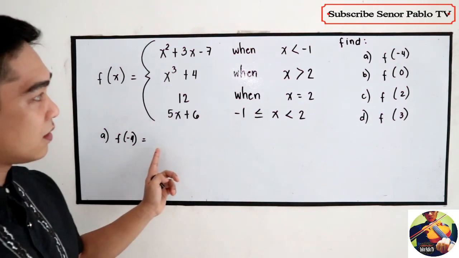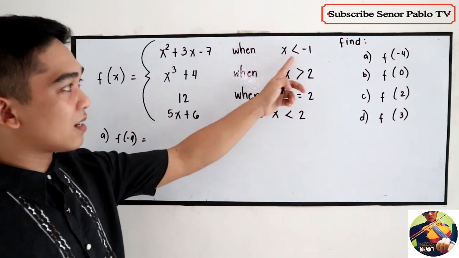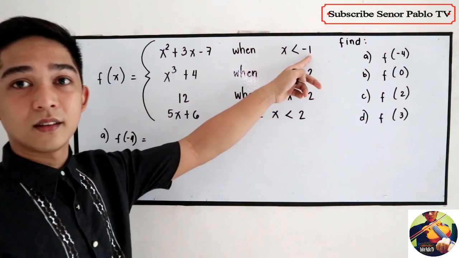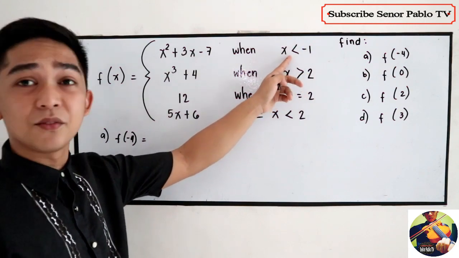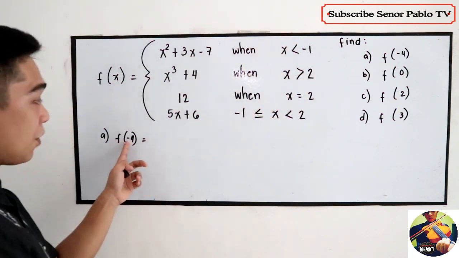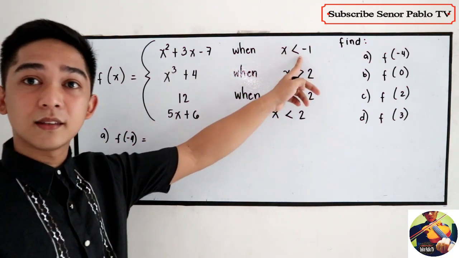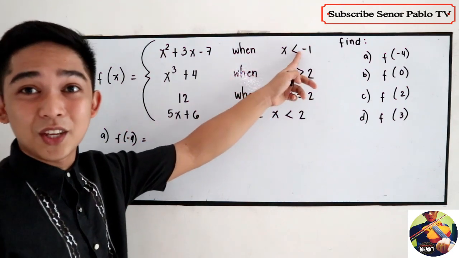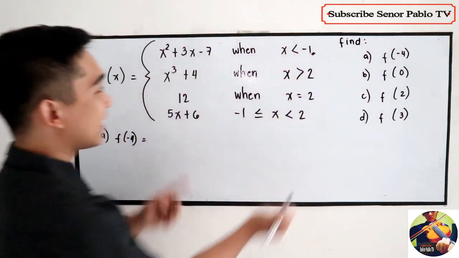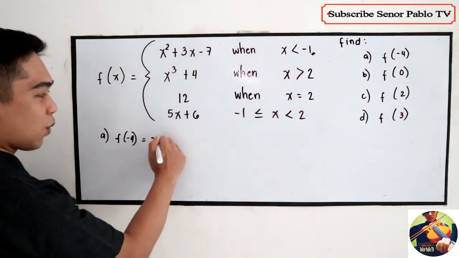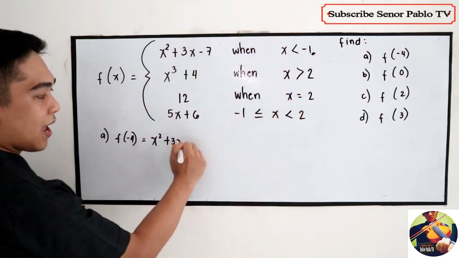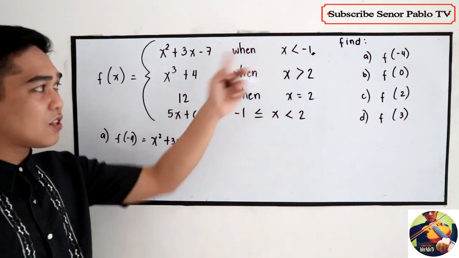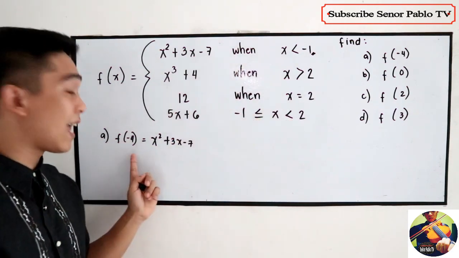Negative 4. So, x is less than negative 1. So, yung x daw natin mas maliit sa negative 1. Si negative 4 ba mas maliit sa negative 1? Yes. Pasok siya sa condition natin. So, siya yung kukunin natin. So, si x squared plus 3x minus 7. I-check nga natin kung may iba pang function na pasok si negative 4.